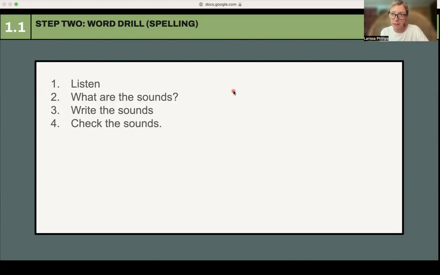Okay, we're going to do spelling now. You're going to have to do some of this on your own. I'm going to help you and walk you through, but you're going to have to get some paper out and write the words down. Okay.